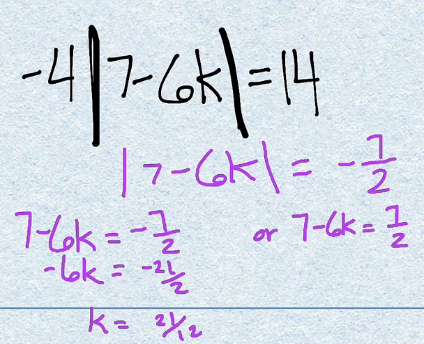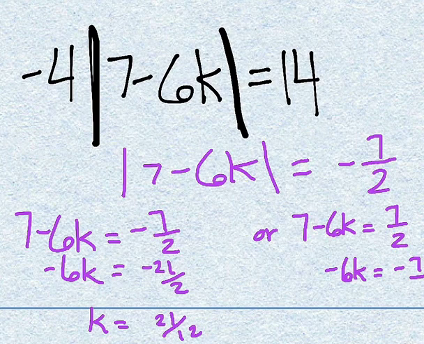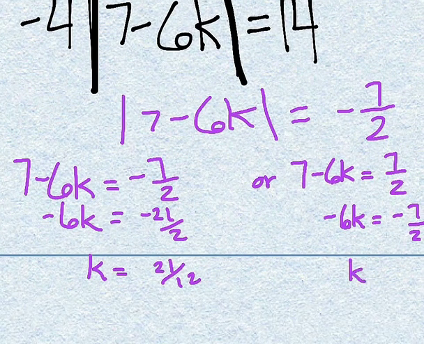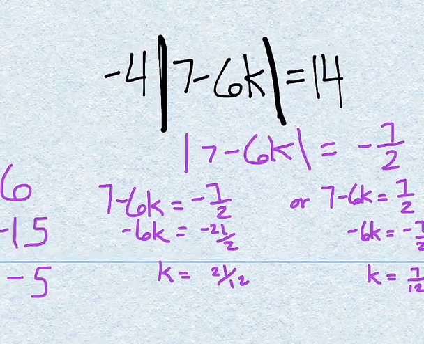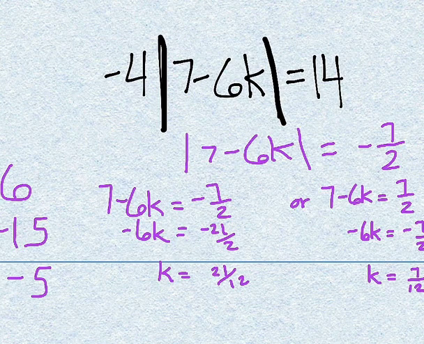We could do the same thing over here. We subtract the 7, it's going to be a -7/2. Divide by the -6, I get a positive 7/12. So these are my 2 improper answers, but if I go back and check them, it does not work. It does not work. So in reality, this is no solution.